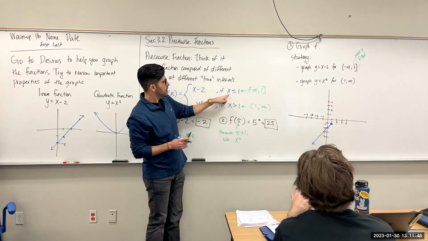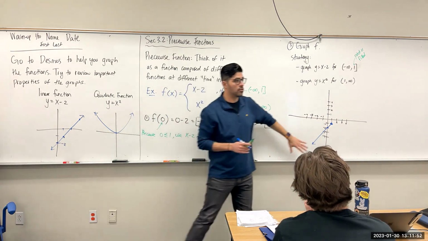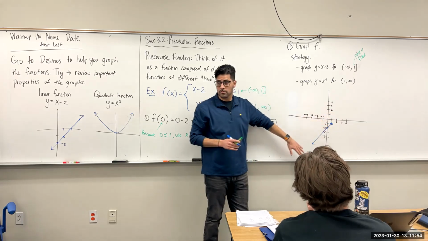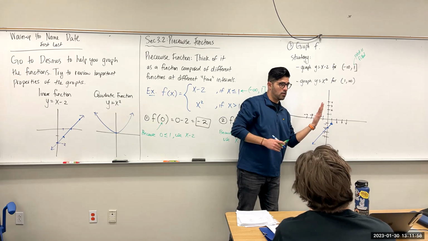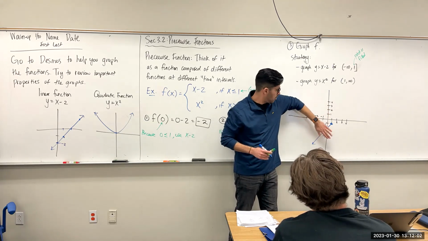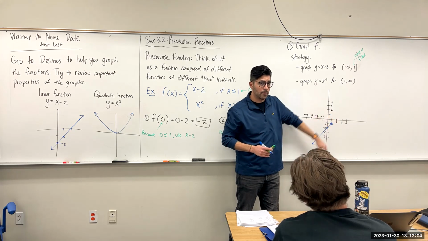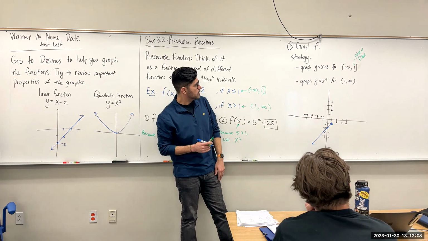What if this said x less than or equal to -1? How does the graph change? Does the shape of the graph change at all? No, it's just at -1 and below. Then you would erase that part over here. Okay. So yeah, it's up to 1 in this case.